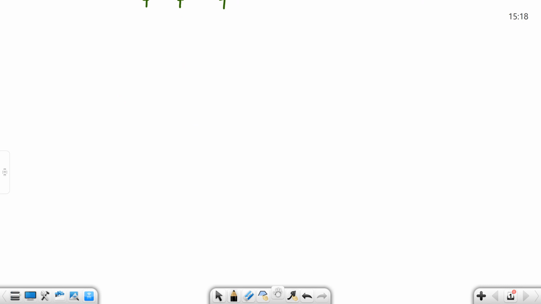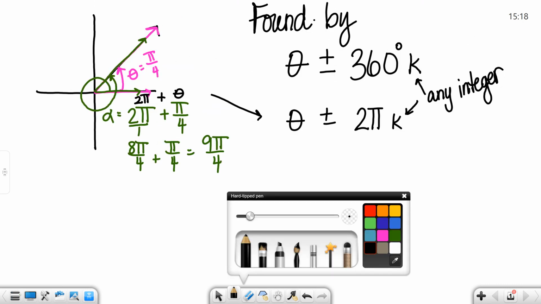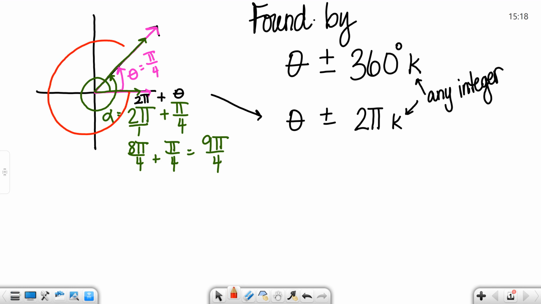So maybe I should pull that down and show you what I mean by the other direction. Let's say I'll use red. If I want to use the same initial side, I still have to start on the positive x-axis. But let's say I go this direction. Okay, I went in red this time. Now I went clockwise, right? So that's definitely going to be a negative angle.